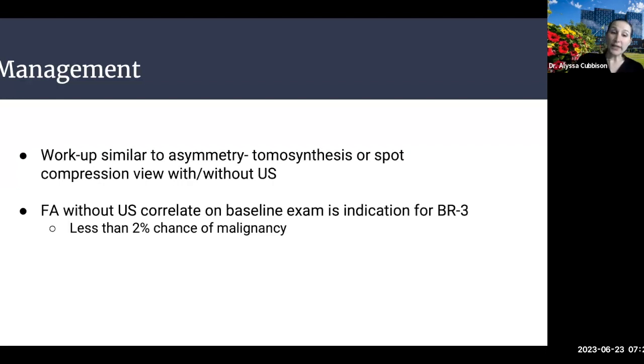So focal asymmetries without an ultrasound correlate on a baseline exam, much like the asymmetries that I talked about, also are an indication for BI-RADS 3s. Based on our literature, we say that there's a less than 2% chance of it being cancer. So that 2% is sort of our magic number that we utilize to say we don't want to put the patient through the cost and certainly the risks of a biopsy, because it is so likely that it is not cancer. So we usually BI-RADS 3 these patients and recommend follow-up. So the same management of focal asymmetry as mentioned for an asymmetry, and again, baseline exam.